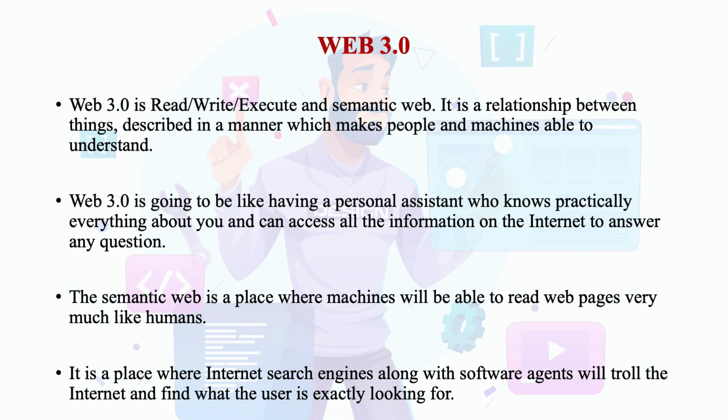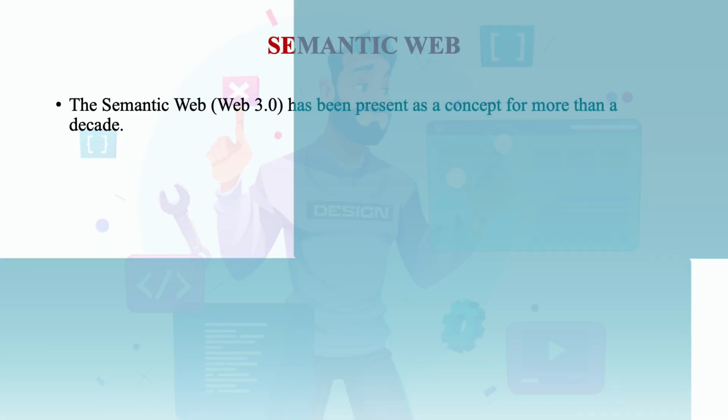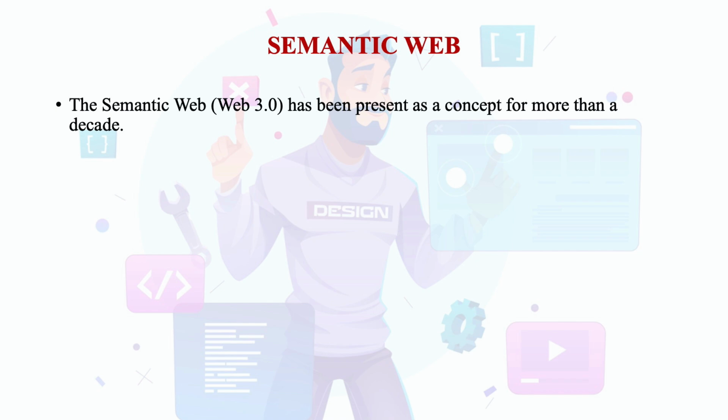It is a place where internet search engines along with software agents will troll the internet and find what the user is exactly looking for. As I mentioned, this is not a simple pattern search. There will be certain software agents working on these search engines. It understands the language, it understands the meaning of that particular phrase, and then it goes, searches and displays the content. The semantic web has been present as a concept for more than a decade.